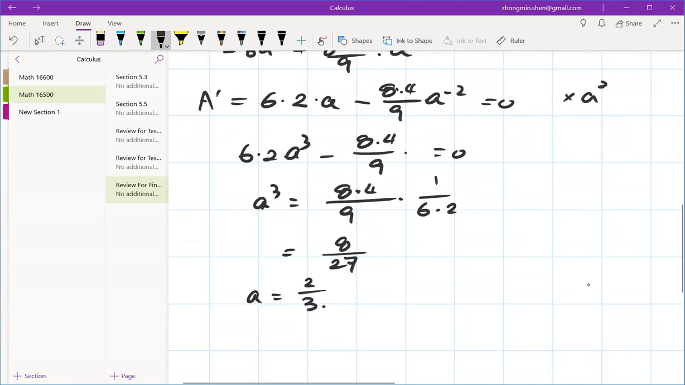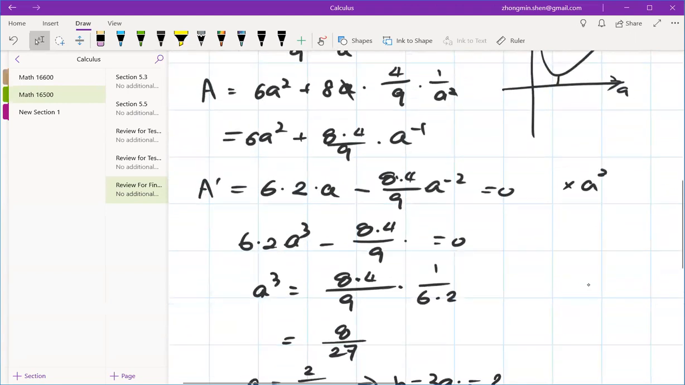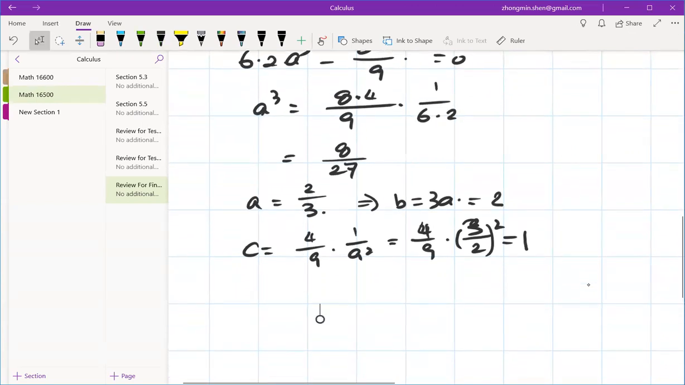So you find the value for A. Then you get B, right? That implies B equals 3A, so it's going to be 2. Okay. And C, remember C is 4 over 9A squared. A squared is in the denominator, so I'm going to get 3 over 2 squared. So actually it is 1. So you get the dimensions that minimize the surface area.